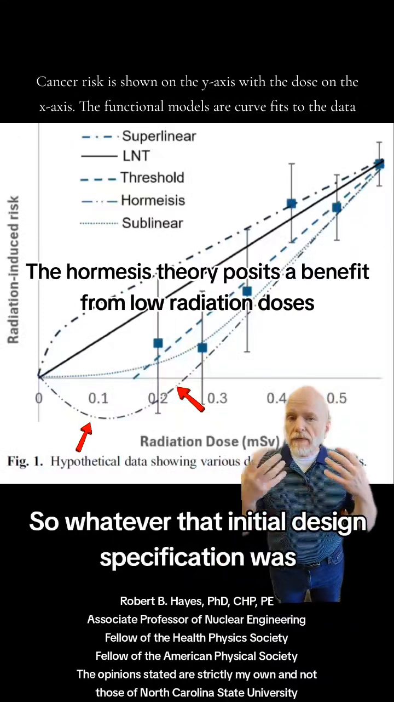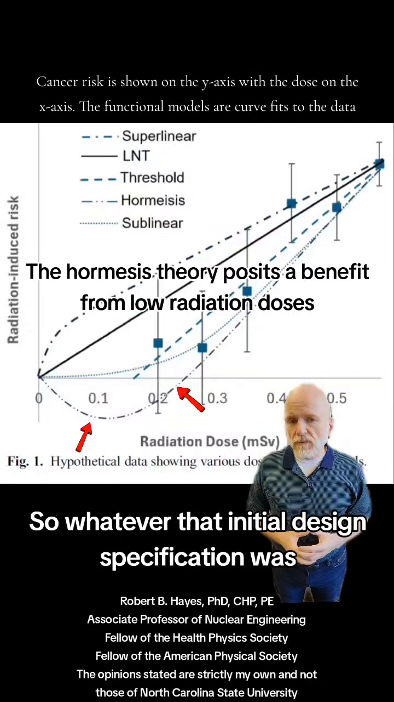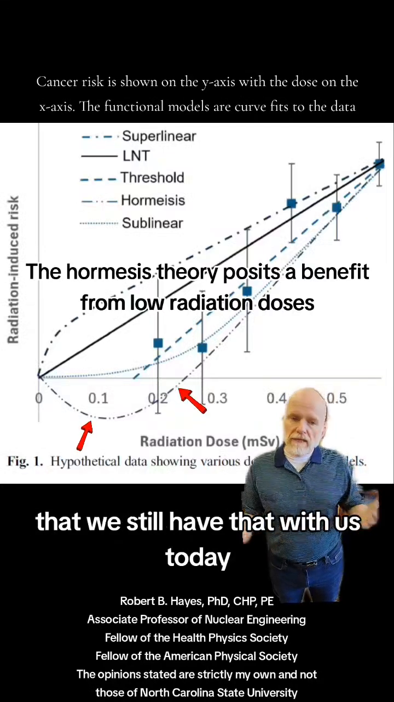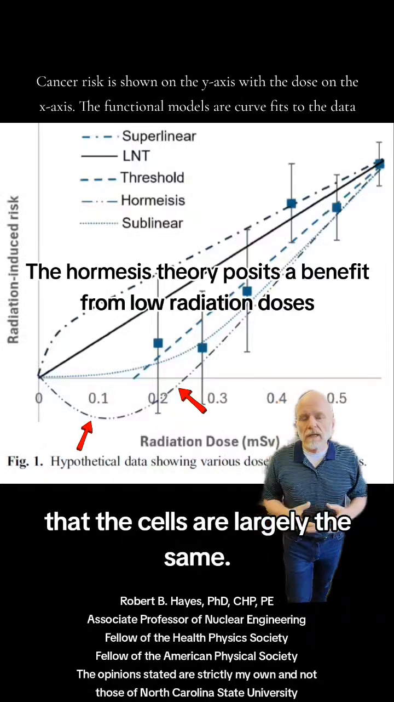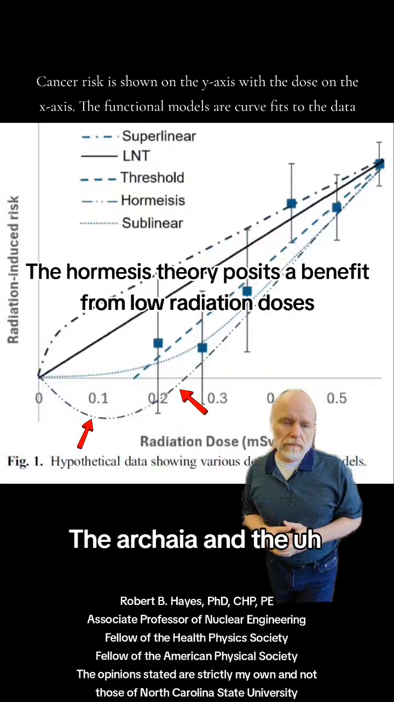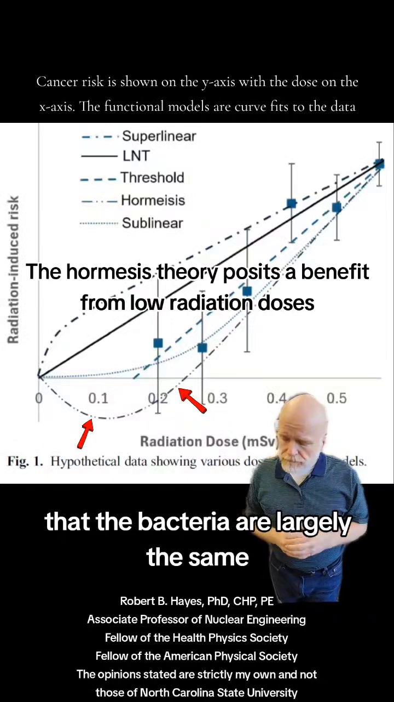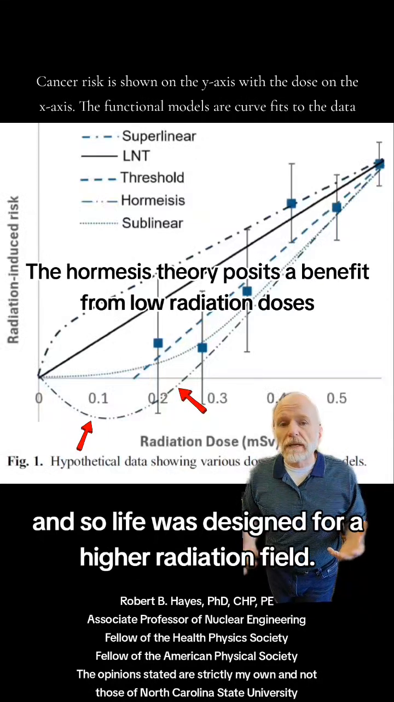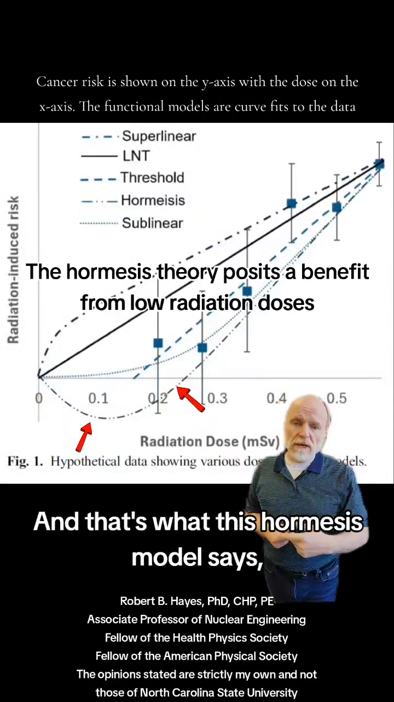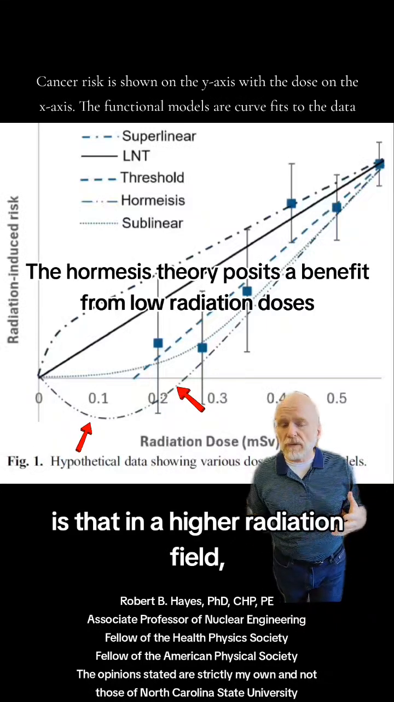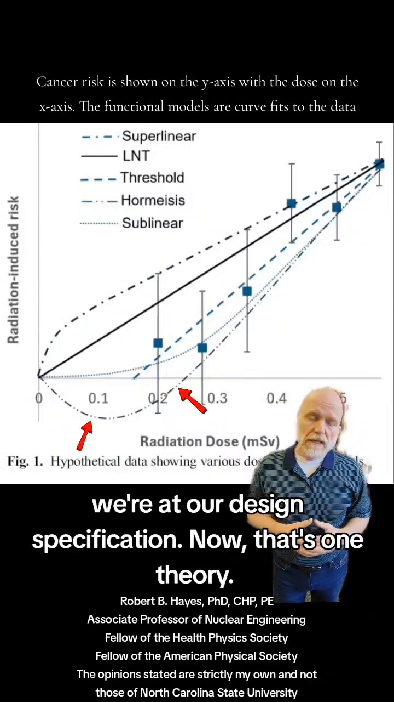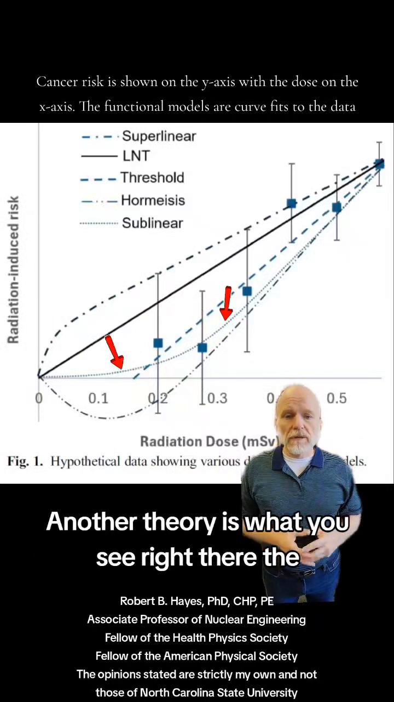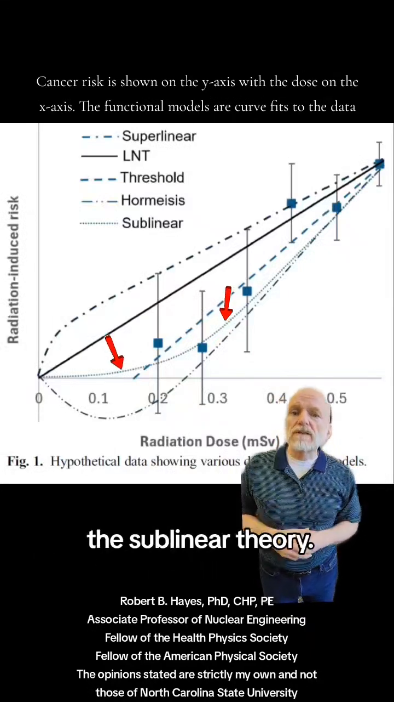So whatever that initial design specification was, we still have that with us today, that the cells are largely the same, the archaea and the bacteria are largely the same. And so life was designed for a higher radiation field. And that's what this hormesis model says, is that in a higher radiation field, we're at our design specification. Now, that's one theory.